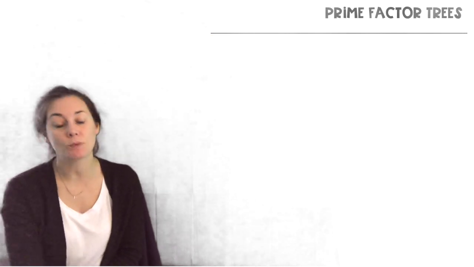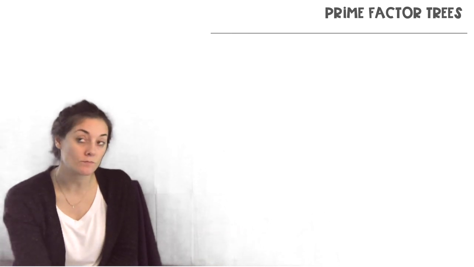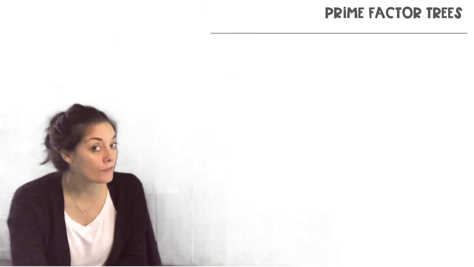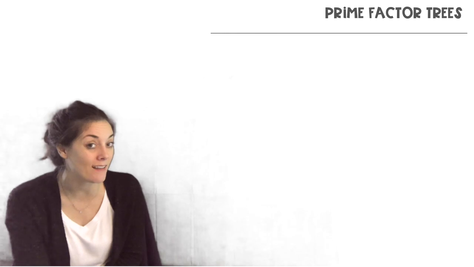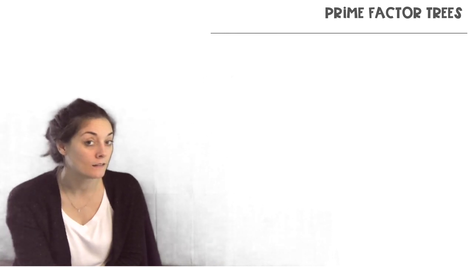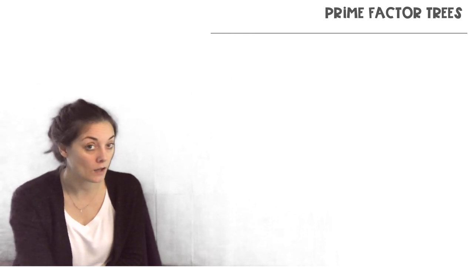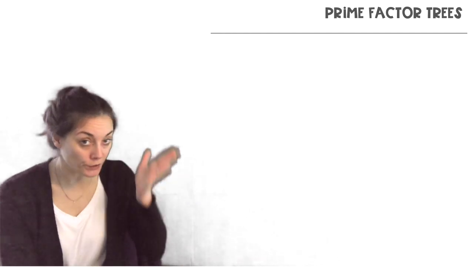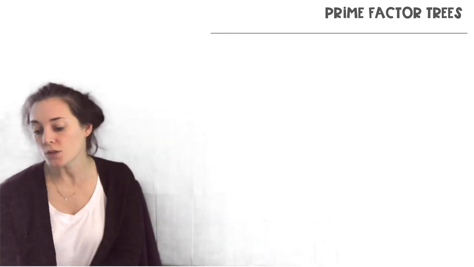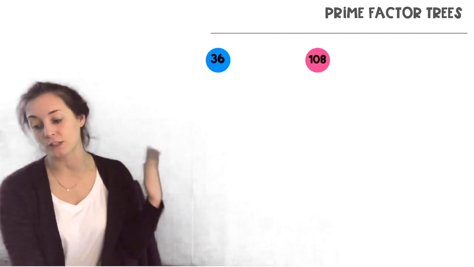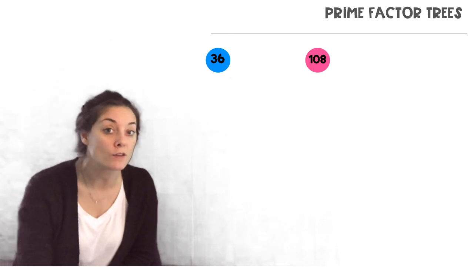Let's try one more method. Let's try these prime factor trees. I have been told that you learned prime factor trees last year if you attended Central Park. I have been told this. So we're going to give it a go and try it. So with prime factor trees, this time I have 36 and 108. You also have those on your notes.